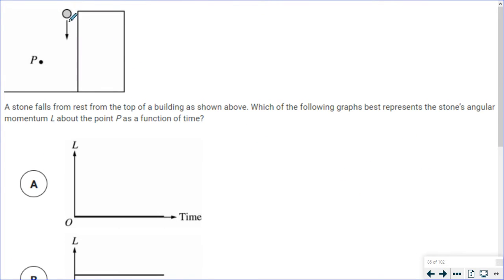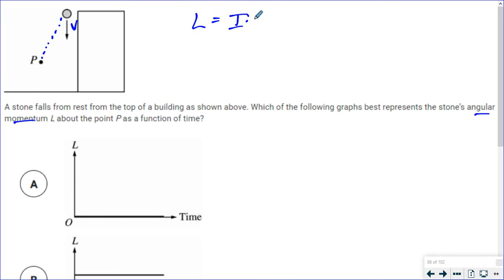We have a ball that's released here. It's accelerating down, and it wants to know how does the angular momentum of the ball about point P change as a function of time. If you calculate your angular momentum, this is your velocity here. Angular momentum is just this. There's two definitions for it.